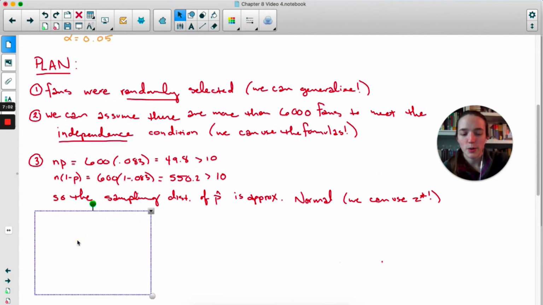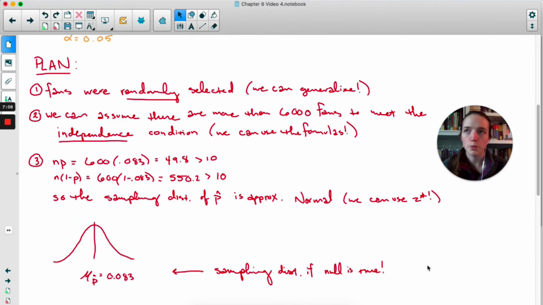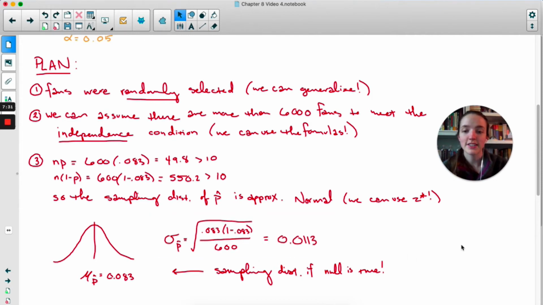Okay, now I like to draw a quick sketch. Here's our sampling distribution. It would look like this if the null were actually true. It would be normal, like we said, and the mean of the sampling distribution would be p. This whole significance test is based on the assumption that the null is true. So the mean of the sampling distribution of p hat here would be 0.083. Before we go on to the do step, let's just calculate the standard deviation of the sampling distribution. Once again, I'm going to use p, and we get 0.0113. Okay, it's a hefty plan step, but it is really important, and it's going to make the do step so easy because we've done half the calculation already.